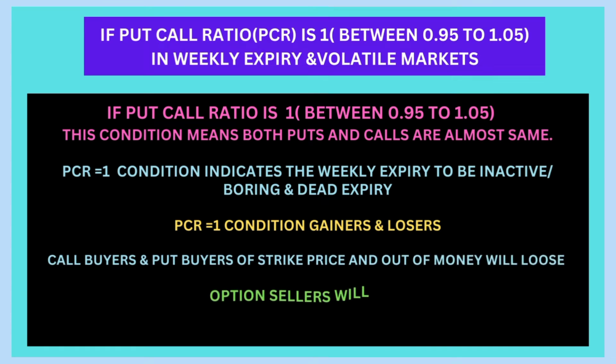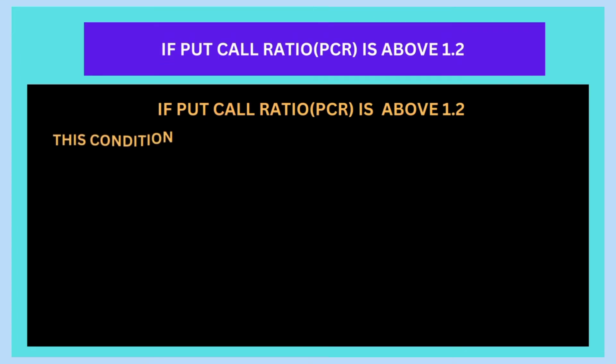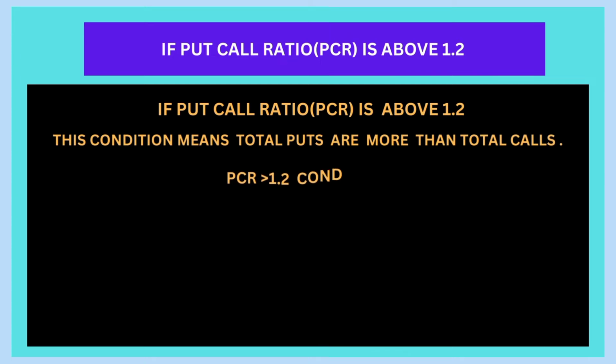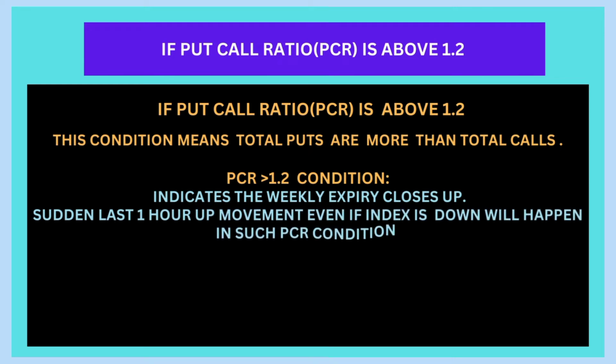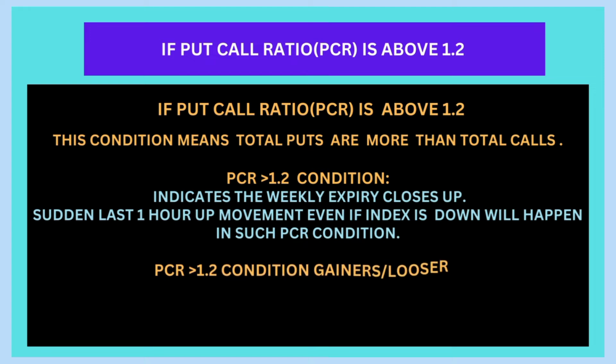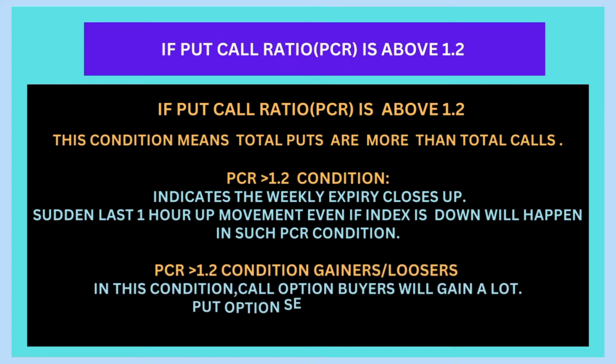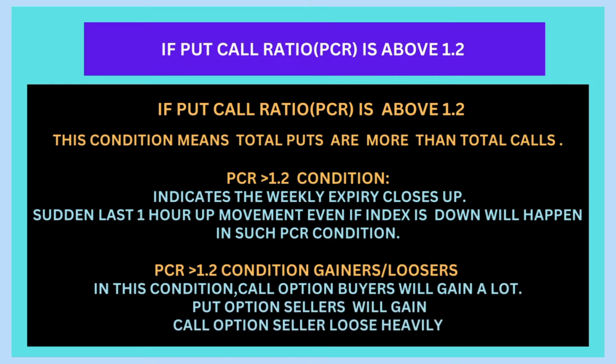If PCR is 1.2, what will happen? If PCR is 1.2, it means puts are more than calls, which indicates a weekly expiry up. If the weekly expiry closes up, that means a sudden last-moment move will come if PCR is above 1.2. That means even if the market opens down, the last 1 hour will take the market to flat or up, whether it be Nifty or Bank Nifty.